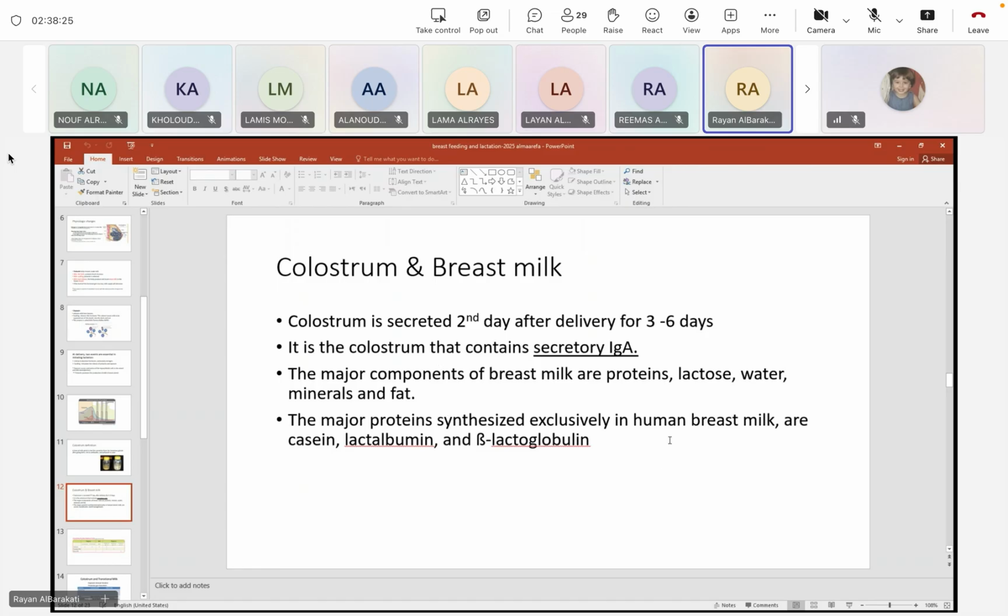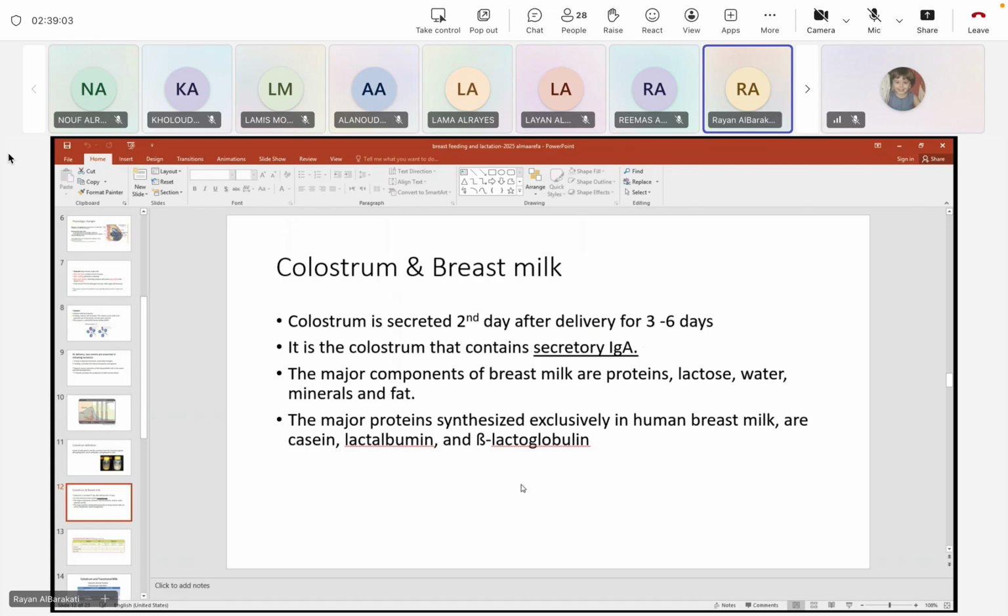If the patient tells you, I don't have milk from the first day, you have to reassure her and ask her to continue pumping or breastfeeding the baby, and milk will come. Derived also by good nutrition and hydration. So it will finish within 3 to 6 days, and mature milk will be produced, and this timing will be the transitional period. Then we move to pure mature milk, and this will be the mature milk within 2 weeks almost. The colostrum contains secretory IgA.